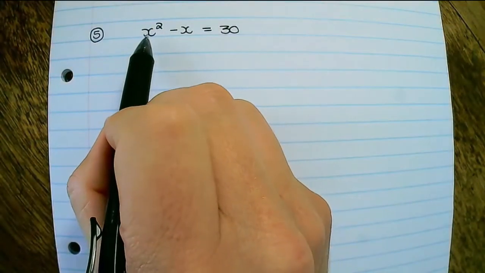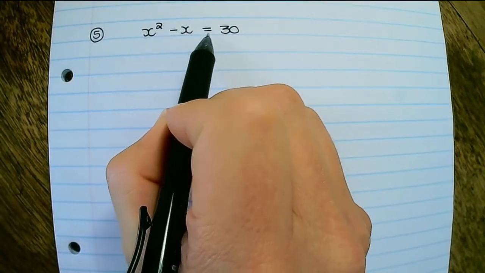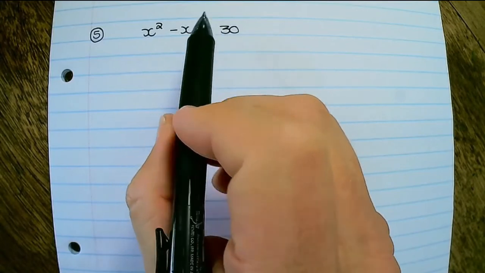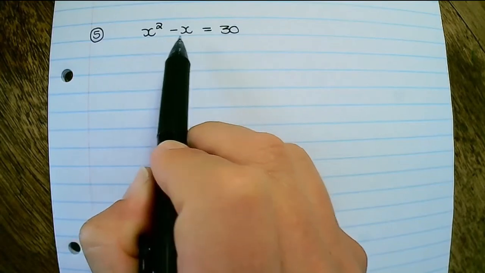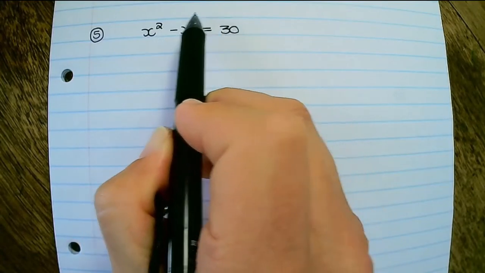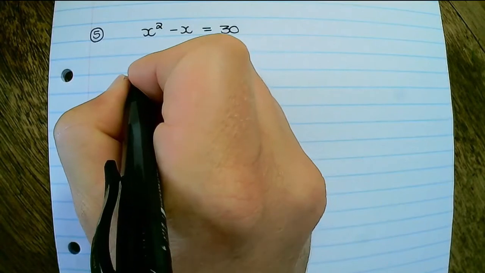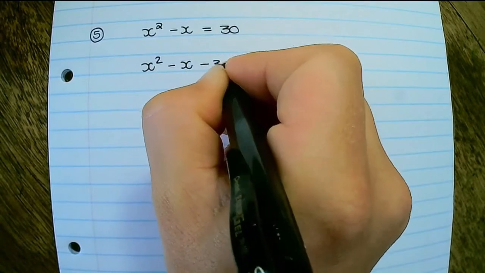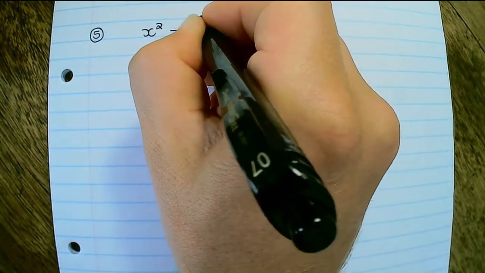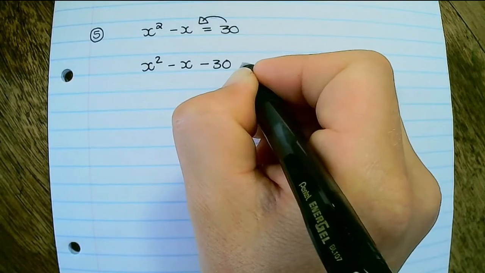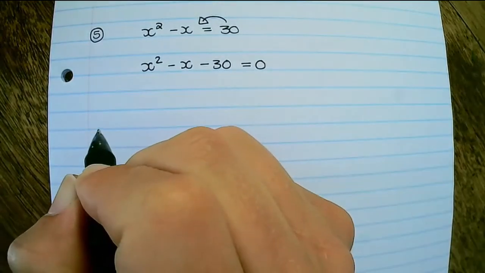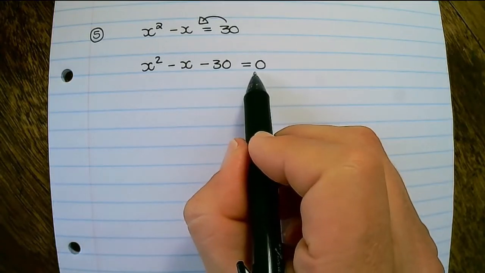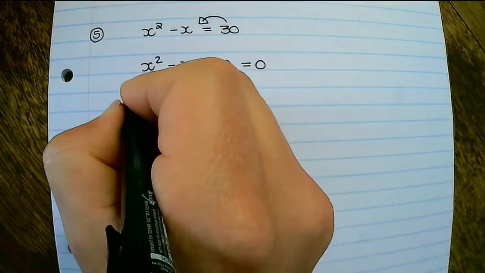In our next example, we have x squared minus x is equal to 30. And what we want to do is solve for x. But remember, before we can factorize or use the quadratic formula, we need to rewrite the equation in standard form. So it's x squared minus x minus 30. I transpose the 30, meaning I bring it over the equal side. That is now equal to 0. Now you can choose to use either the quadratic formula or factorize.